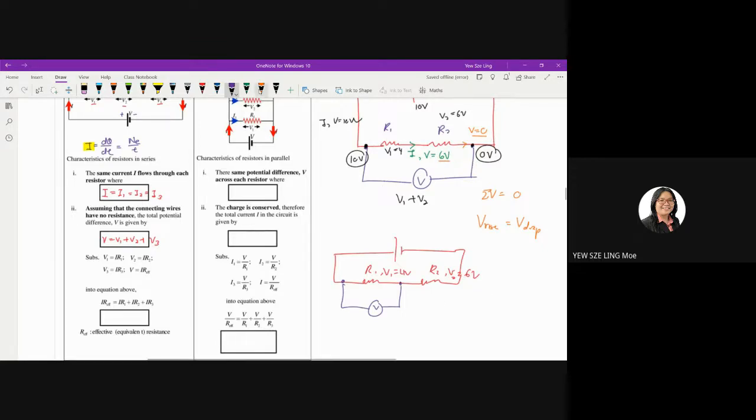Where, if you look at the original diagram, at this point it records 10 volt. And after it passes through R1, it records here 6 volt. Therefore, the potential difference across these 2 points, the voltmeter gives you a reading equal to 4 volt. So it depends on where you put your voltmeter. It depends on what the potentials are at the 2 points that you want to calculate.